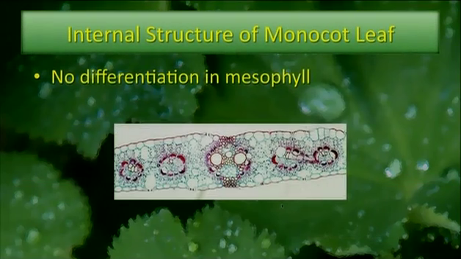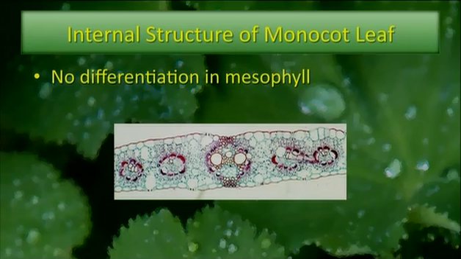Now in terms of the internal structure of a monocot leaf, there's no differentiation in the mesophyll. You just have mesophyll cells. They're not differentiated into palisade and spongy layers. With the parallel veins, you can see they're evenly spaced apart from each other, even from the midvein.